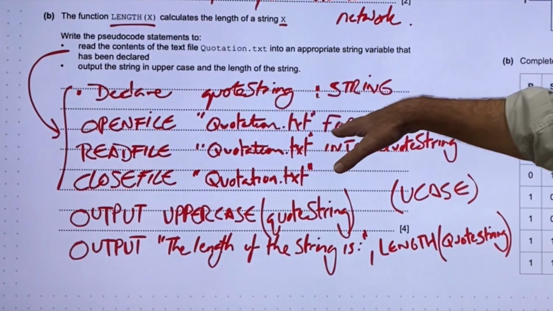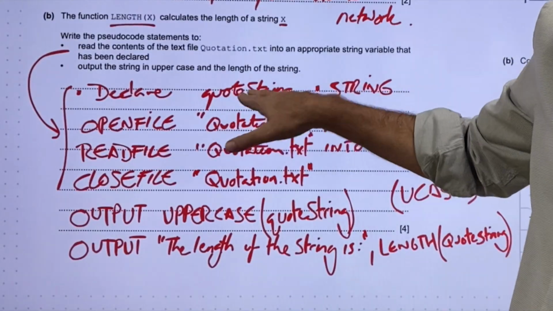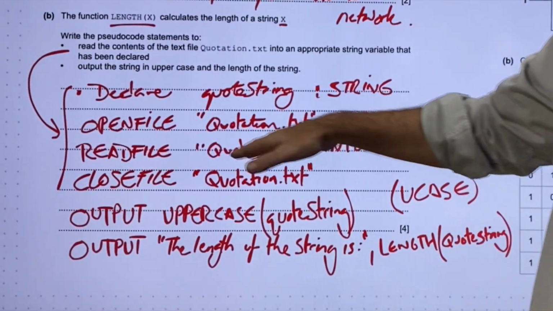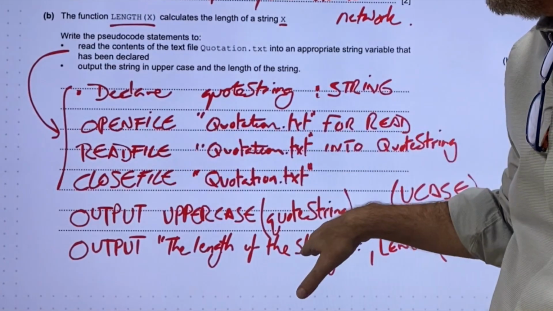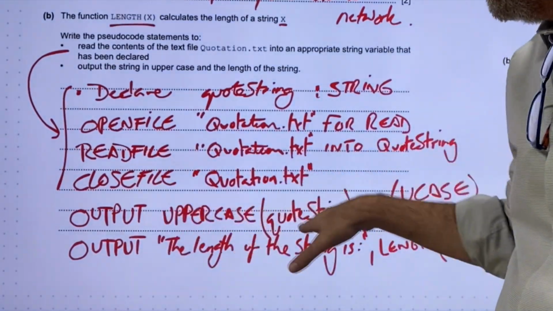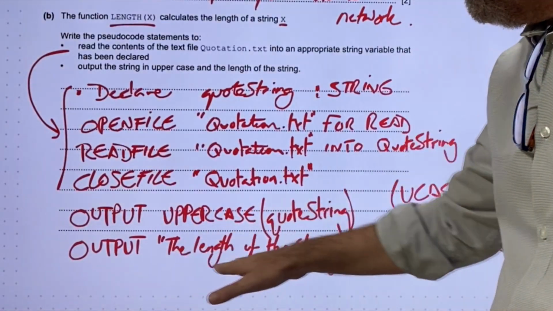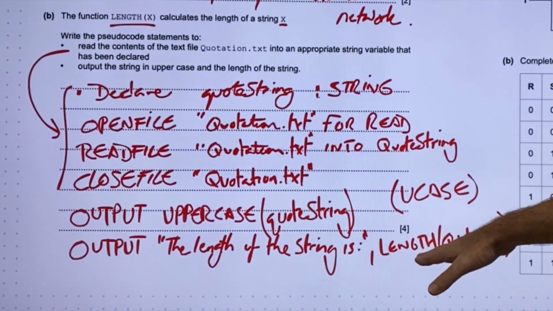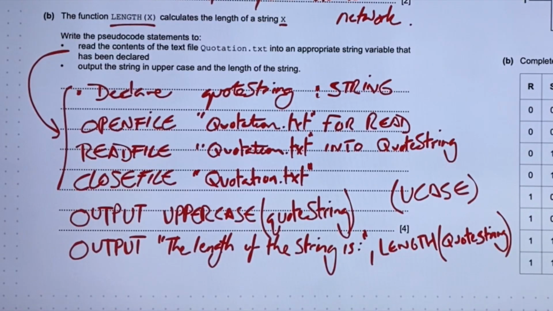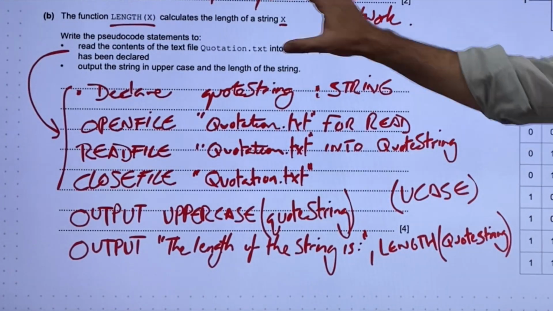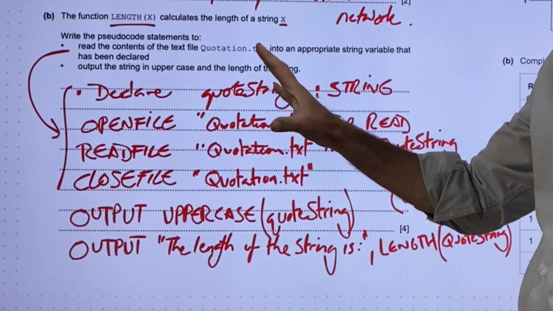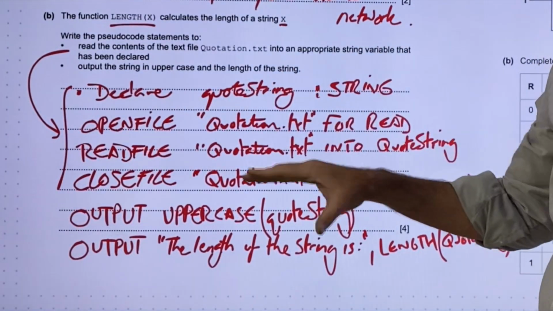So I'm declaring a variable, give it any name you want as long as it makes sense, as a string. Open the file, read the file, close the file, output it in uppercase. Output what in uppercase? The quote string. Output the length of the string, with a little message, length of quote string. If you don't know it, it's quite daunting, but they're nice, easy steps.